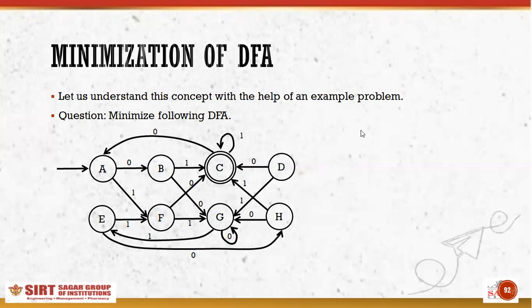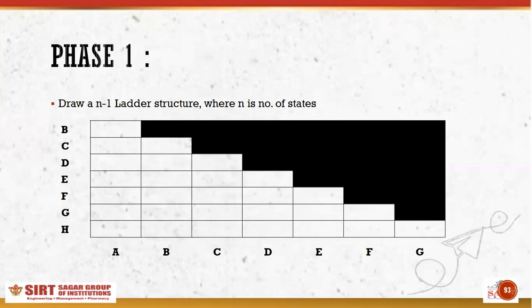In the very first step, I will make a ladder shape structure of 7 cross 7. There will be 7 rows and 7 columns, on the extreme left and extreme bottom of this structure. While renaming the rows, I have to leave the first state, that is the initial state A, and start writing from B: B, C, D, E, F, G, H. This is the naming convention.